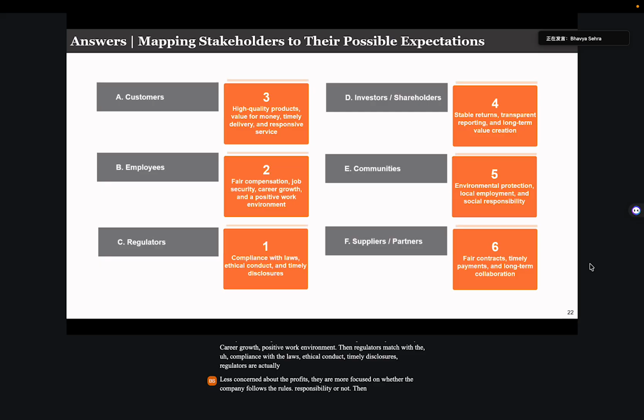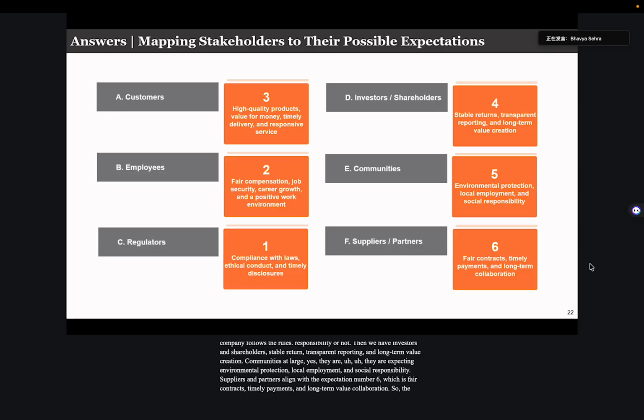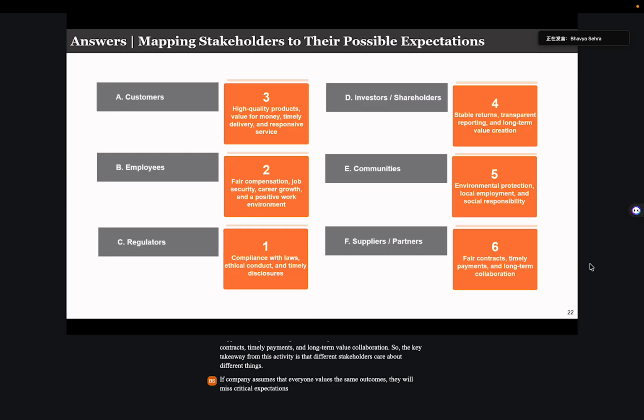They are more focused on whether the company follows the rules responsibly or not. Then we have investors and shareholders, stable return, transparent reporting, and long-term value creation. Communities at large, yes, they are expecting environmental protection, local employment, and social responsibility. Suppliers and partners align with the expectation number 6, which is fair contracts, timely payments, and long-term collaboration. So the key takeaway from this activity is that different stakeholders care about different things. If a company assumes that everyone values the same outcomes, they will miss critical expectations.